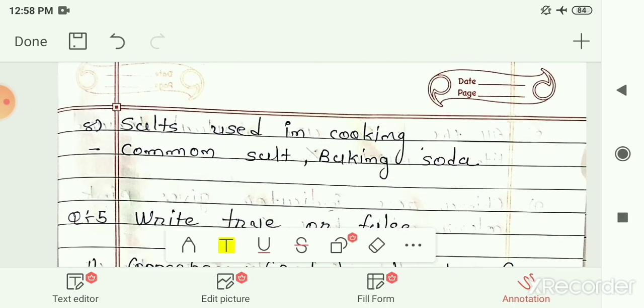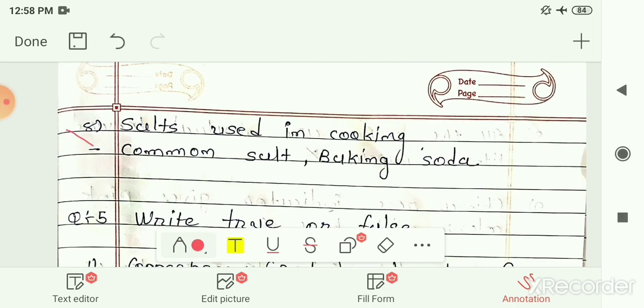Next, eighth number, salts used in cooking. The different salts which we are using in cooking. So here your answer is common salt and baking soda. So these are the two salts which we are using in our daily life in cooking. So here our question number 4, that is give two examples for the following, gets over.